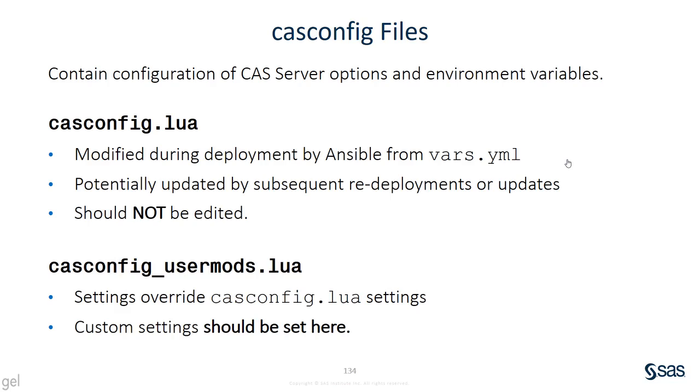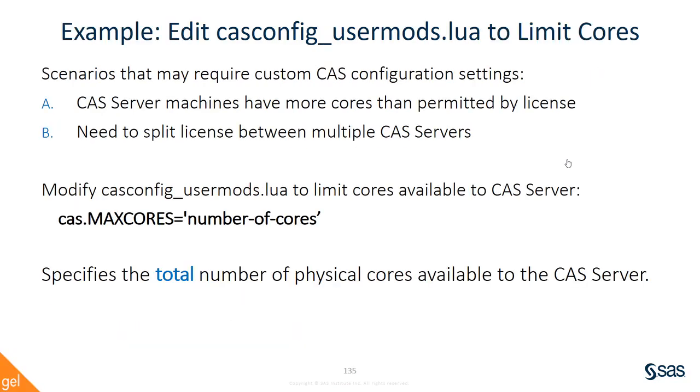So CAS config Lua, obviously writing Lua code. You must write Lua code in this. Do not edit unless it says user mods, because your changes could potentially be overwritten and lost. So we want to make changes to the user mods file for this. And again, these are things that are just environment variables. Usually it's a very simple name equals value pair that we're going to edit.